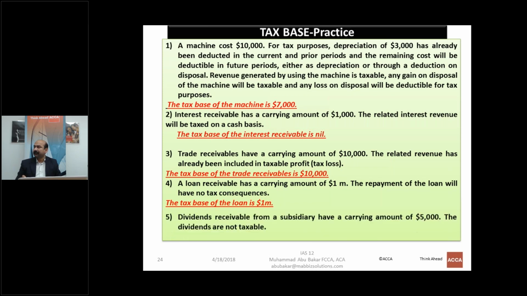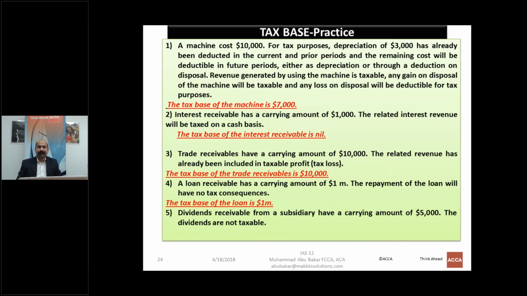Then is the next example: dividends receivable from a subsidiary have a carrying amount of 5,000. The dividends are not taxable. Okay, what is the tax base?